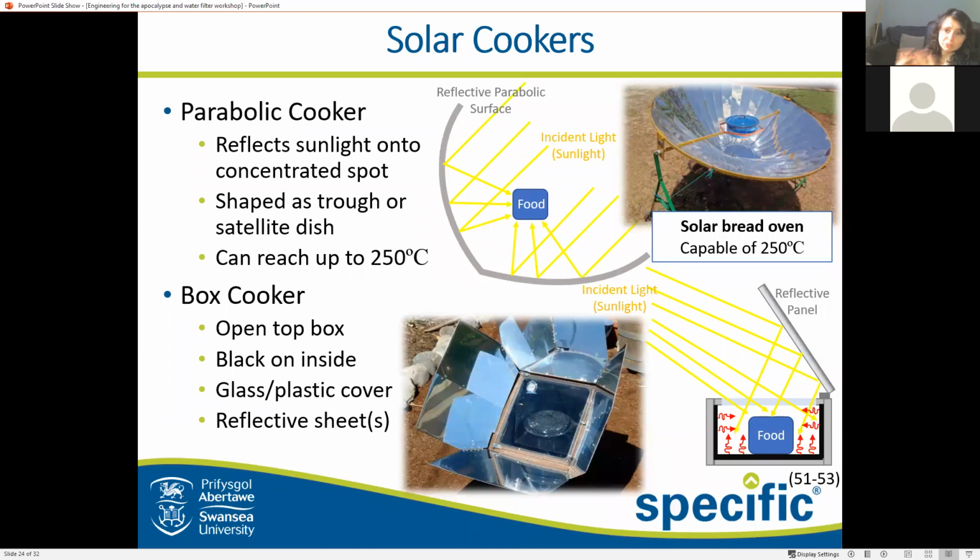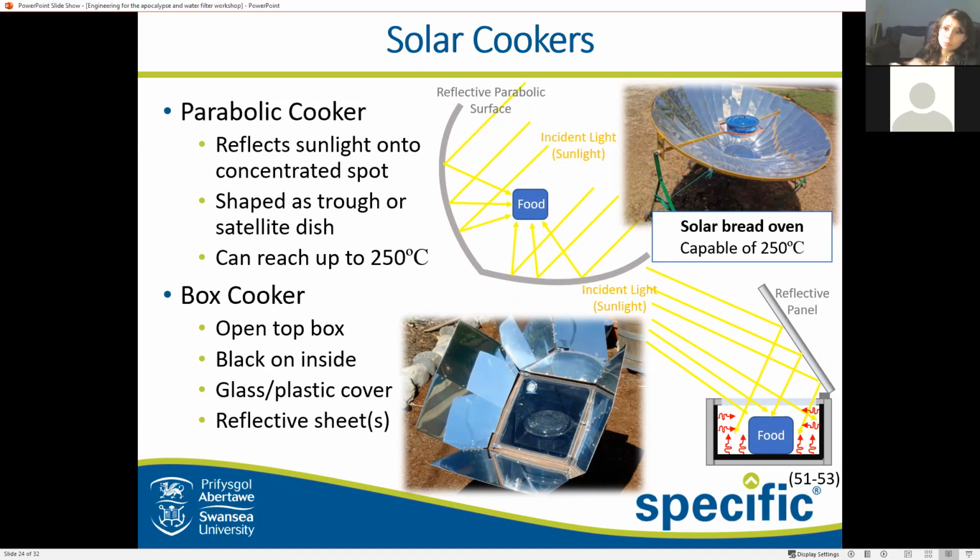And then we have simpler designs, which are the box cookers. These consist simply of a box with black insides, which can be painted or just from black coating. This enables it to absorb and retain heat, with a transparent glass lid enabling the light beams from the sun, so the incident light beams, to transmit their way through, with other beams being reflected from the reflective panels into the box. And overall, this means that it's quite straightforward, relatively easy to make.